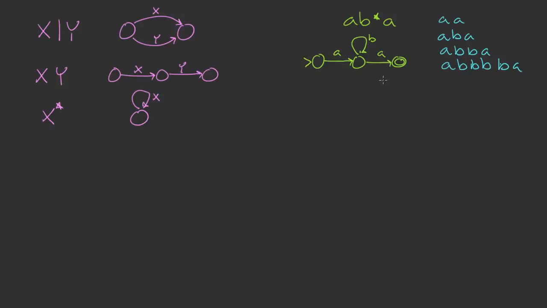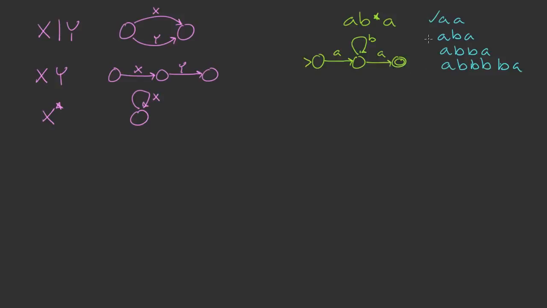So we can see that this works for our examples. Let's try the first one here, which is AA. We start here at the starting state. We follow one edge and get an A, and then follow another edge and get the final A, and we end up in our accepting state, which means this string is accepted by this finite state machine.